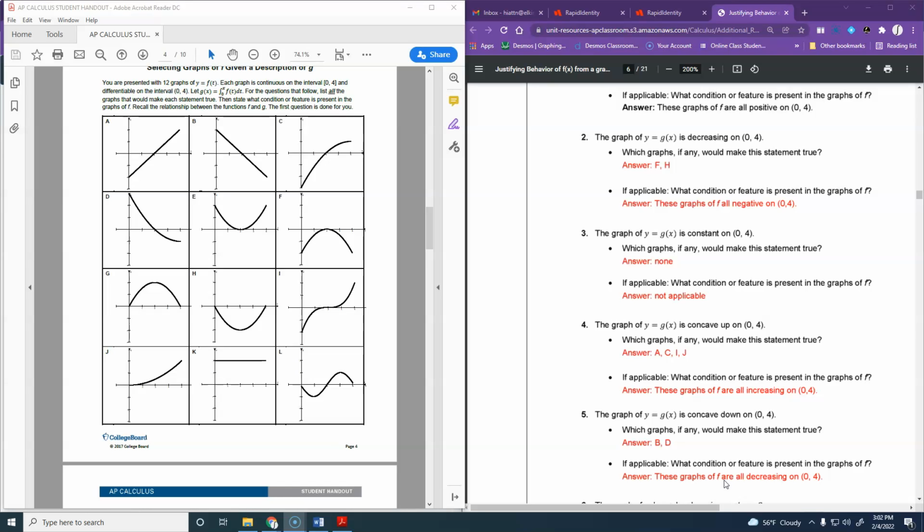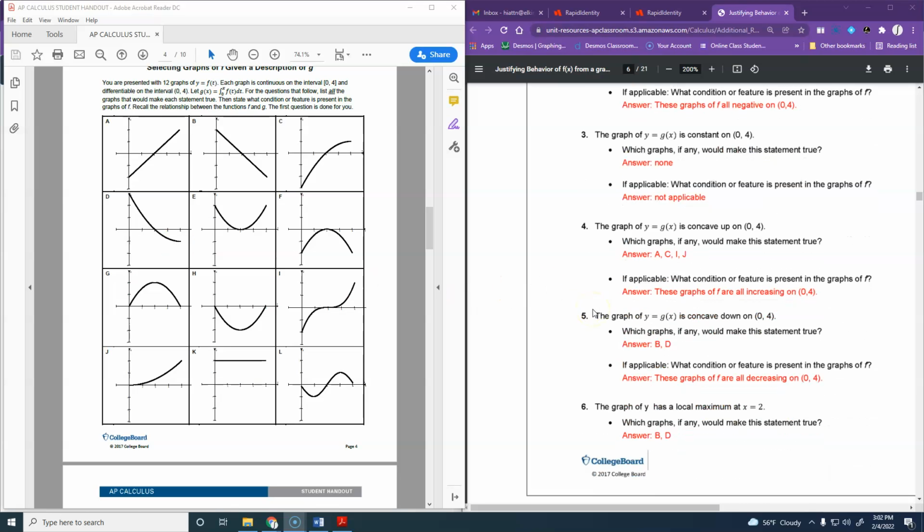All right, for 6, you're looking for one that has a local maximum at 2. All right, so maximum means that our derivative has to go from positive to negative. So B goes from positive to negative at 2. D also goes from positive to negative at 2. And I think those are the only 2.